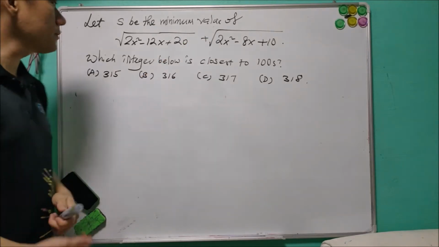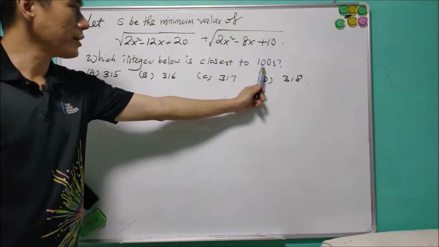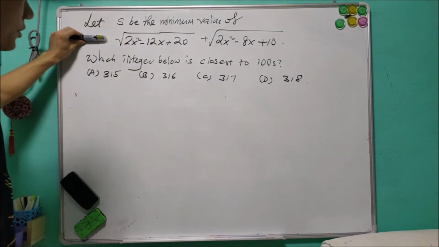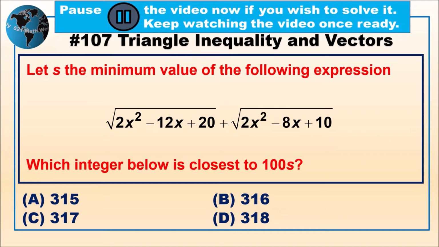For today's question, we are asked to find the closest integer to 100s, where s is the minimum value for this expression. Pause the video now if you wish to solve it. Keep watching the video once ready.